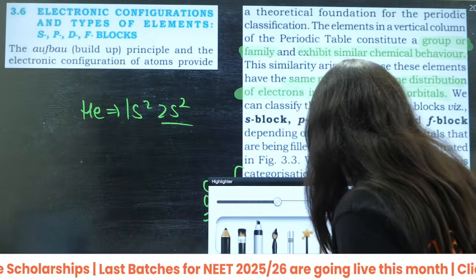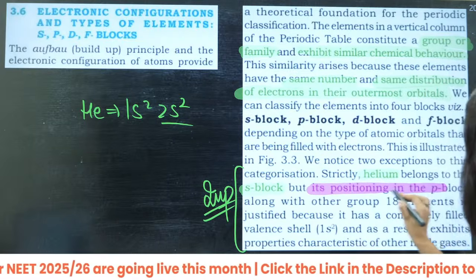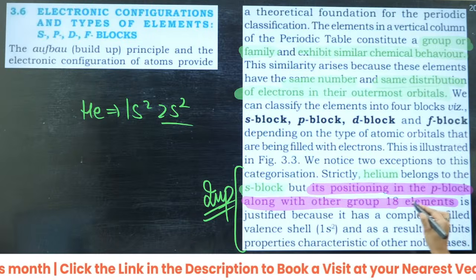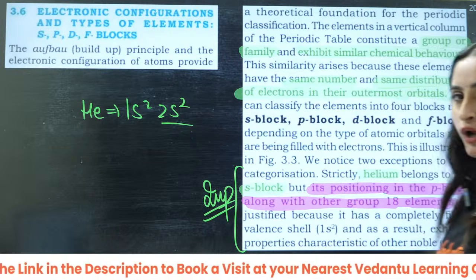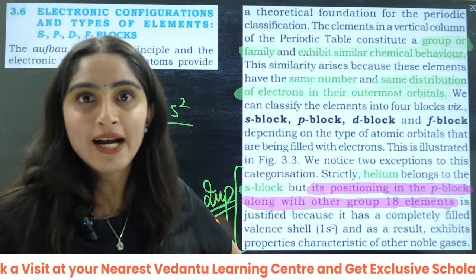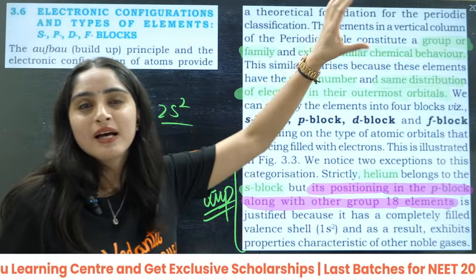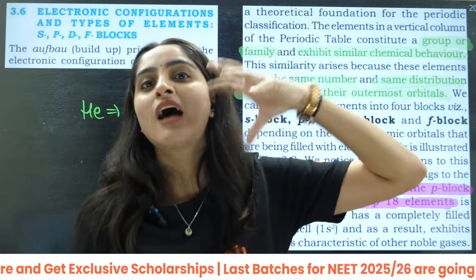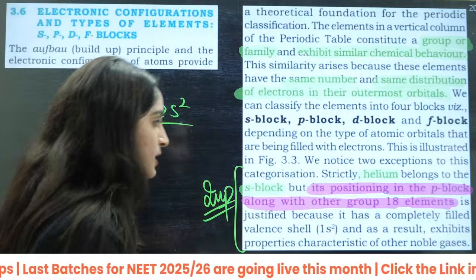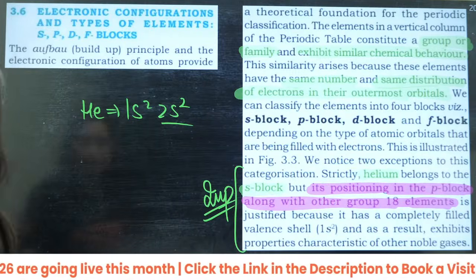It is not S block. But its positioning in the P block along with other group number 18 elements is justified because helium has a fully filled duplet. It behaves as a noble gas, right? Here, with the rule about where the last electron goes, it is an exception. It has a completely filled valence shell and as a result exhibits the properties and characteristics of other noble gases.